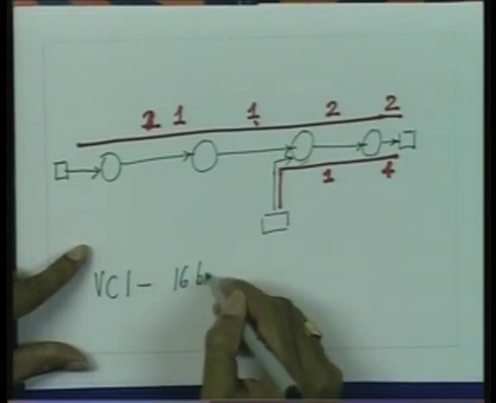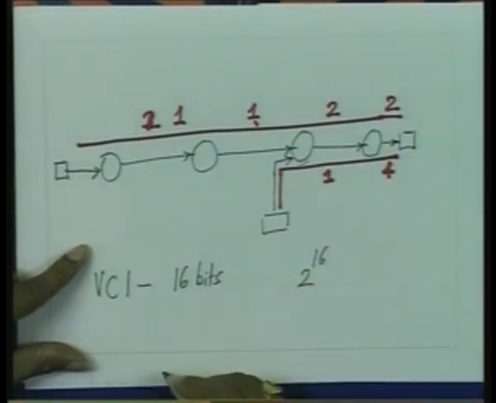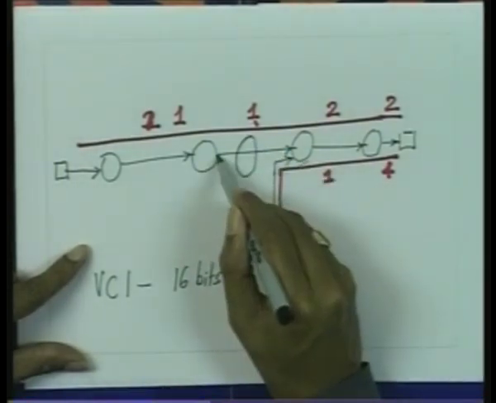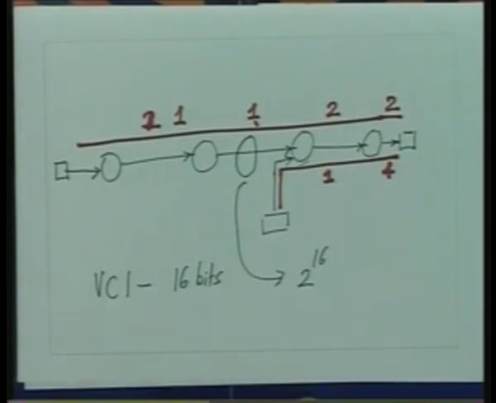Now in ATM, the virtual circuit identifier is 16 bits, and therefore the total virtual circuits that could be there is 2 raised to power 16. What it means is that total virtual circuits that could be carried on any link between these two nodes will be restricted to 2 raised to power 16. But that does not mean that the number of virtual circuits in the entire network would be limited by 2 raised to power 16. By using the principle of VCI swapping, we can increase the number of virtual circuits in the network to several millions, except that the number of virtual circuits on a particular link will be restricted to 2 raised to power 16.